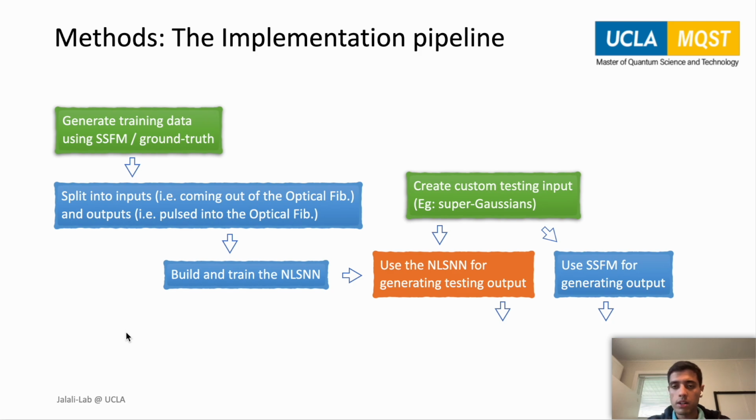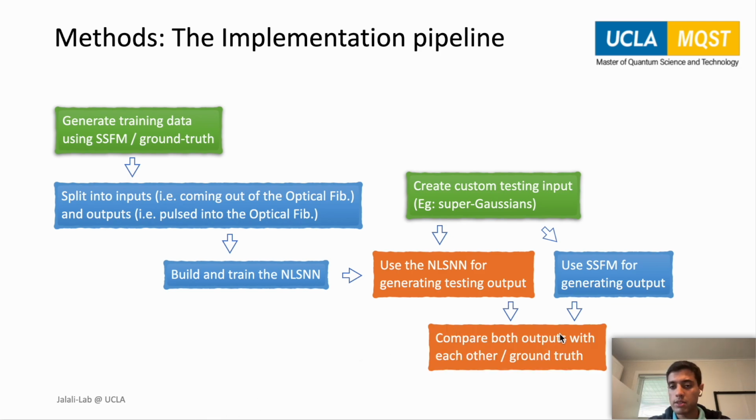Upon training the network, you use it to test the data that you have created in order to generate some testing output. Simultaneously, you also generate some output using the split-step Fourier method, such that both these methods have comparable latency, and then you can finally compare the accuracy of both these methods with each other and with the ground truth.